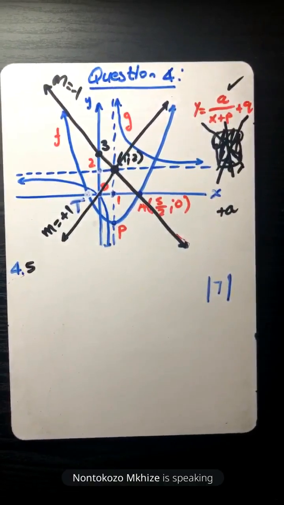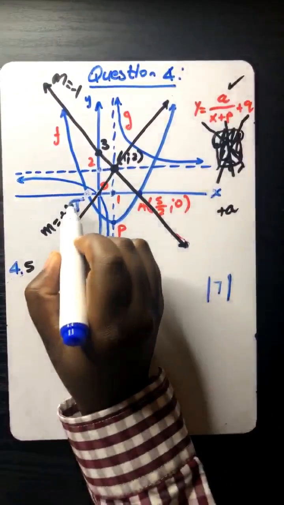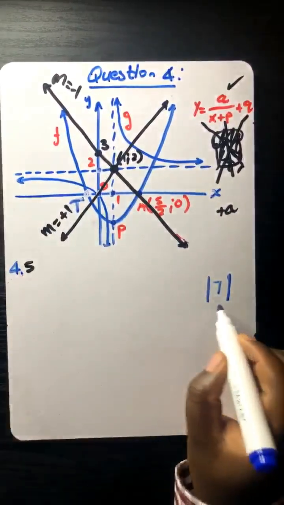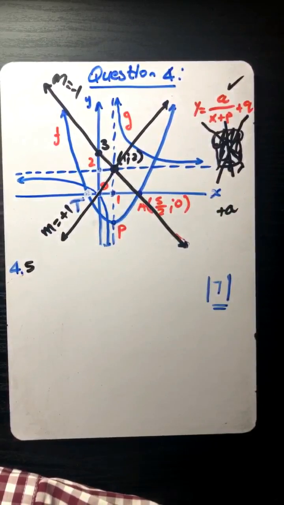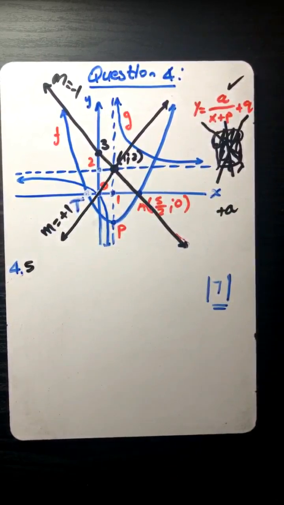Can you please repeat? So let's say they want you to give the coordinates of T for Tabile. This question is worth 7 marks because it's tricky, long and complicated. How are you going to calculate the coordinates of T for Tabile?